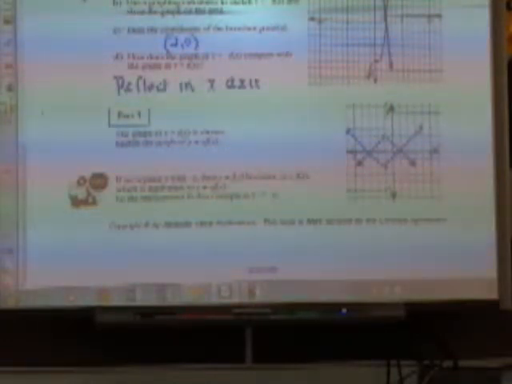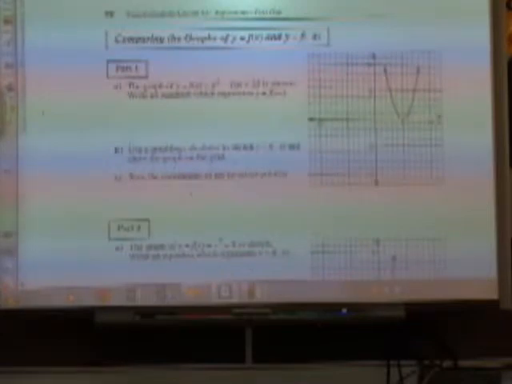So if we look at the next page, now we look at the graphs of y equals f of x and the graph of y equals f of negative x. So right from there, what's my replacement?